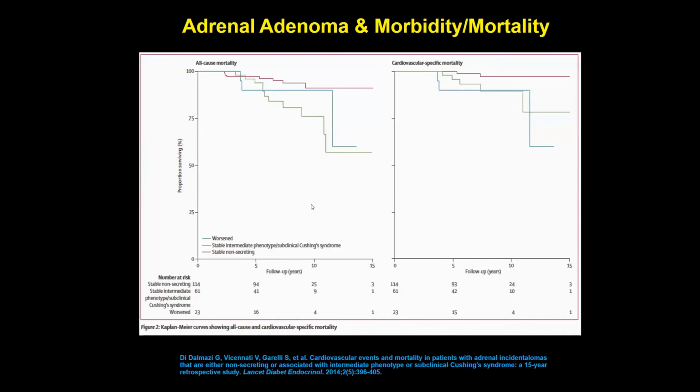And when we look at morbidity and mortality in patients with an adrenal adenoma with Cushing's, if you look at the green line and the blue line, versus the red line, which is stable non-secreting tumors, both all-cause mortality and cardiovascular specific mortality are increased in these patients.